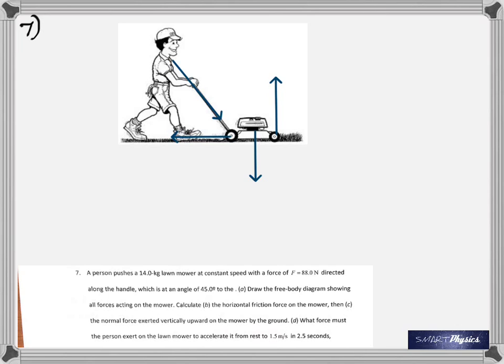Two words caught my attention. What's the acceleration? Good, remember that. So it's moving, but still the right-hand side is going to be 0 because there's no acceleration. And 88 newtons is the force applied directed along the handle, which is at an angle of 45 degrees. Draw the free body diagram showing all the forces. One force, the weight. The other is the normal reaction. The third is the force of push. The fourth is friction. Those are the 4 forces acting on that object.